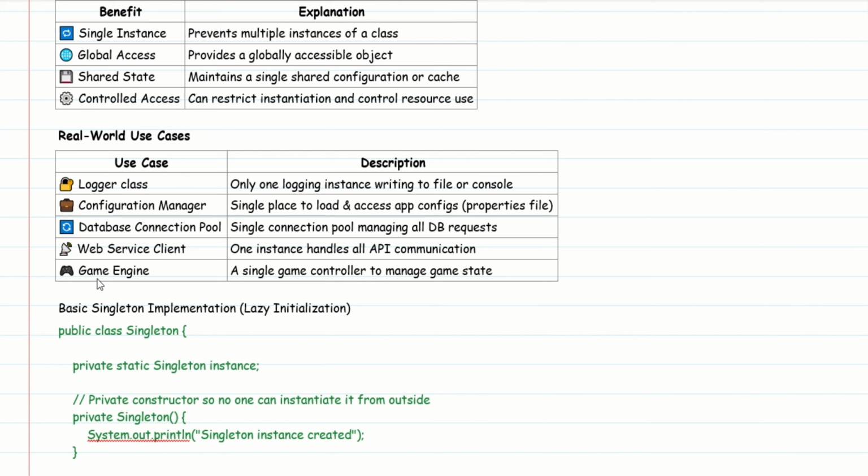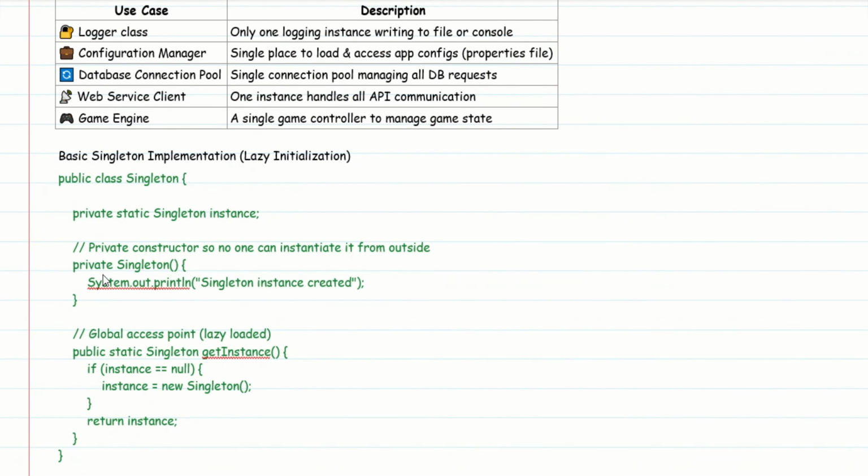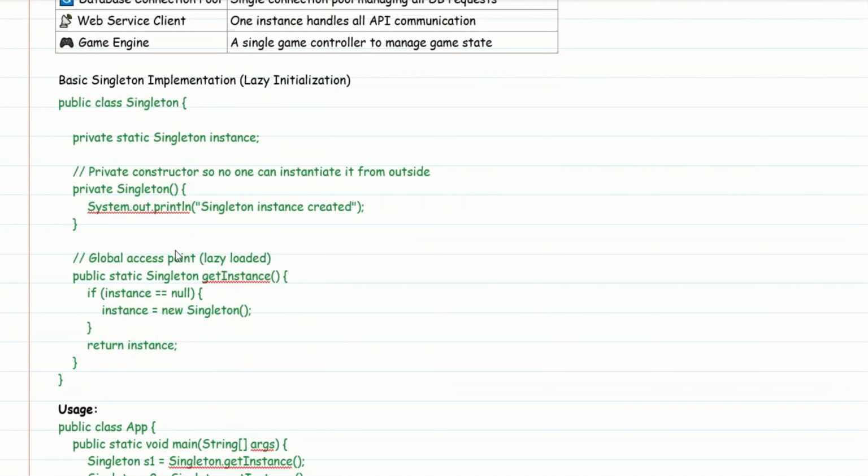Let's see a simple example of singleton implementation. It's lazy initialization. So here is a singleton class. What we are doing here is we have created a private constructor, so no one can instantiate it from outside. Then a static variable which holds the single instance. Then a public getInstance method returns the same instance every time.